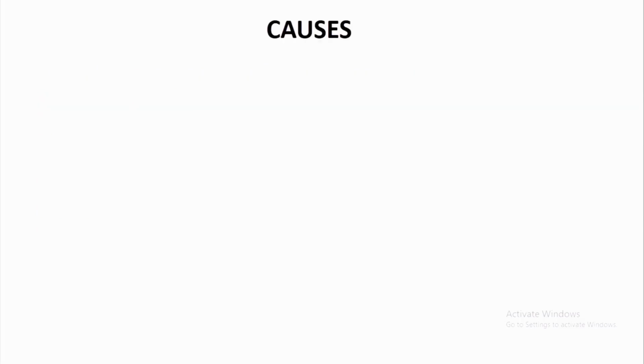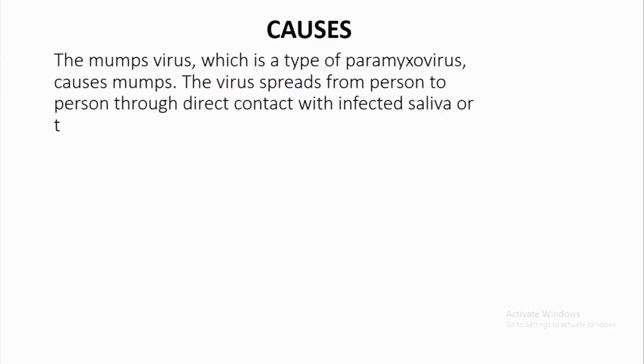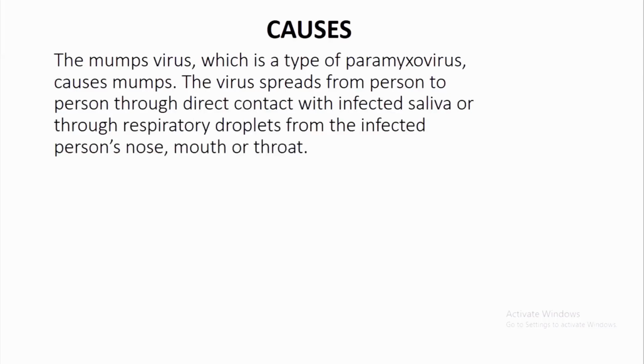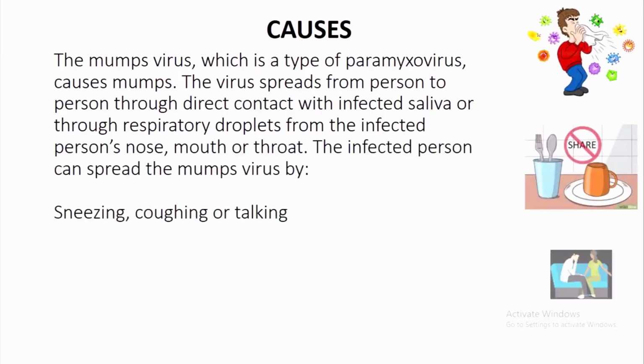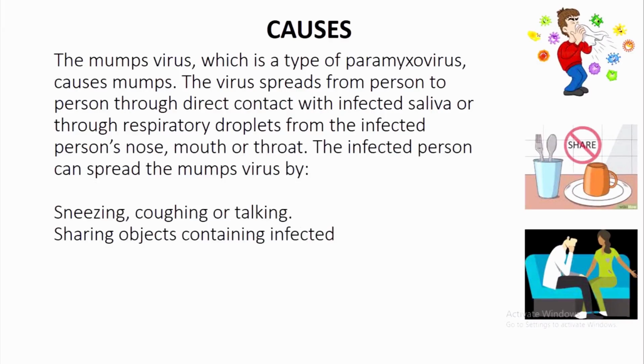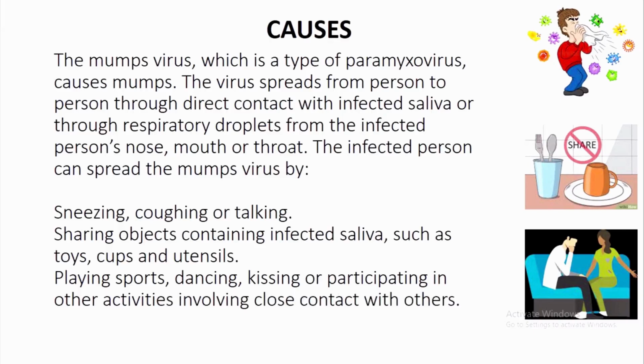What causes mumps? The mumps virus, which is a type of paramyxovirus, causes mumps. The virus spreads from person to person through direct contact with infected saliva or through respiratory droplets from the infected person's nose, mouth, or throat. The infected person can spread the mumps virus by sneezing, coughing, or talking, sharing objects containing infected saliva, such as toys, cups, and utensils, playing sports, dancing, kissing, or participating in other activities involving close contact with others.